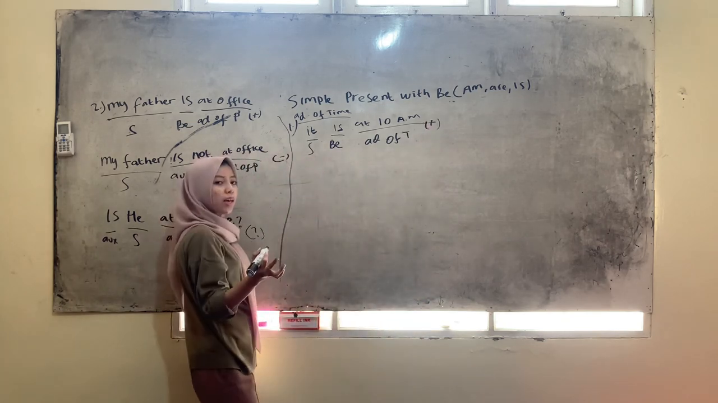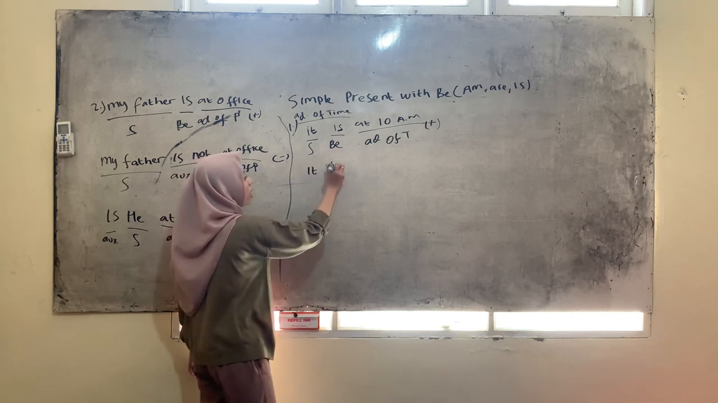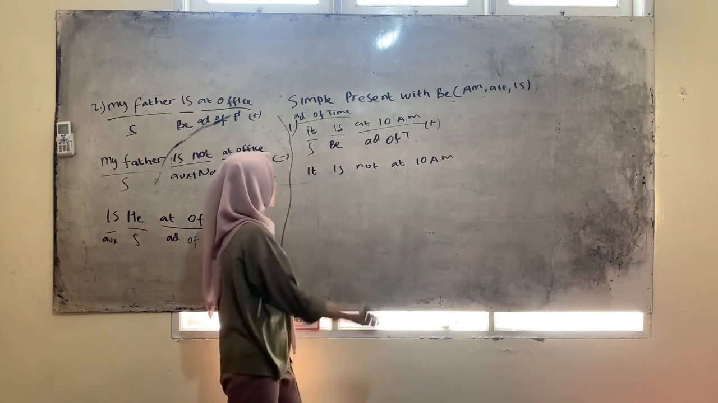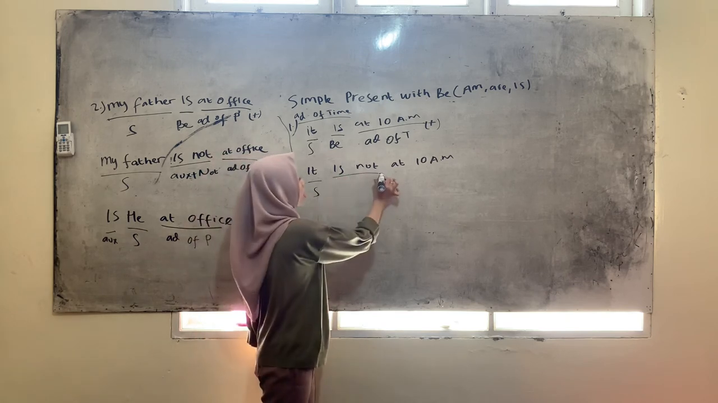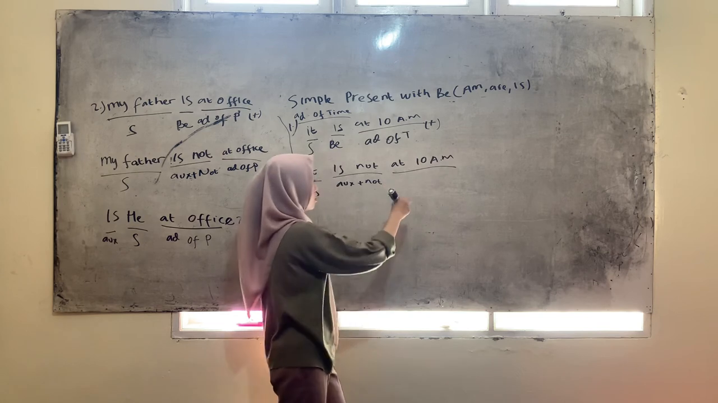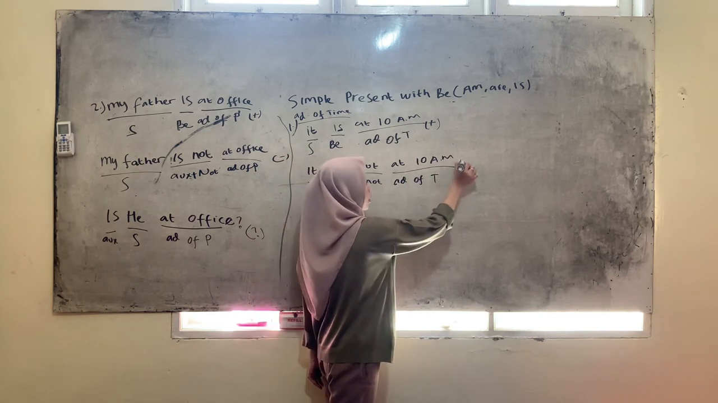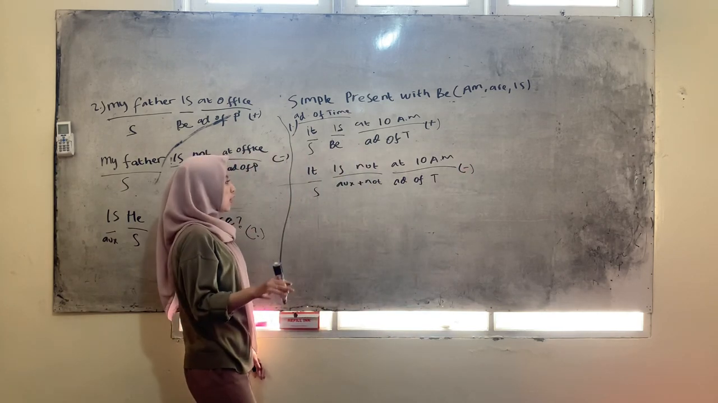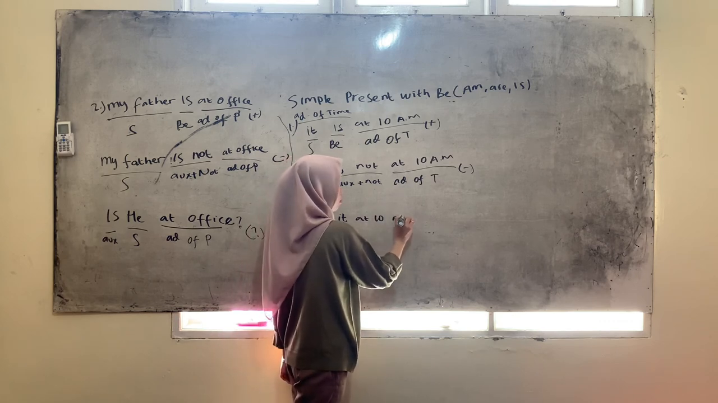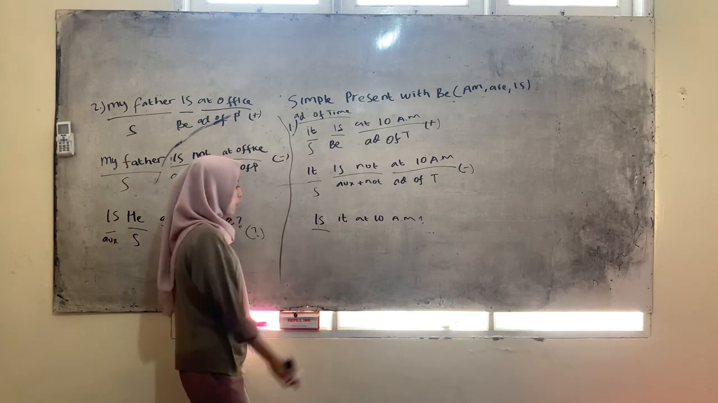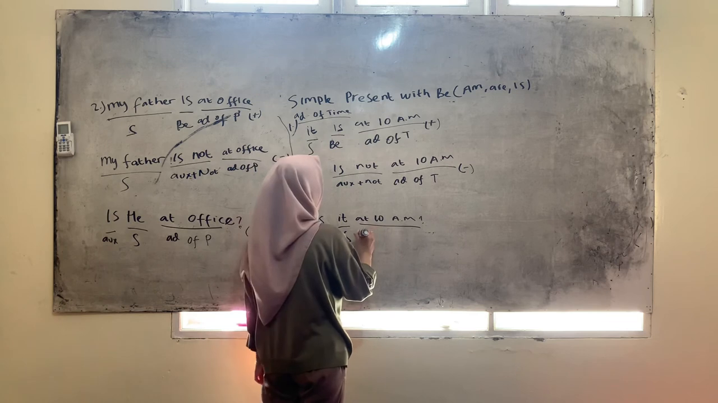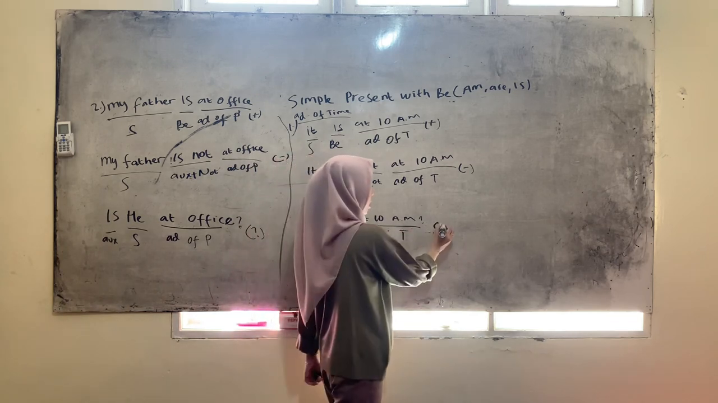Okay. And if you make a negative sentence, yes, it is not at 10 a.m. Right? It as subject, is not as auxiliary plus not, and at 10 a.m. as adverb of time. Negative sentence. If you make an interrogative sentence, is it at 10 a.m.? Is as auxiliary, it as subject, and at 10 a.m. as adverb of time. Interrogative sentence.